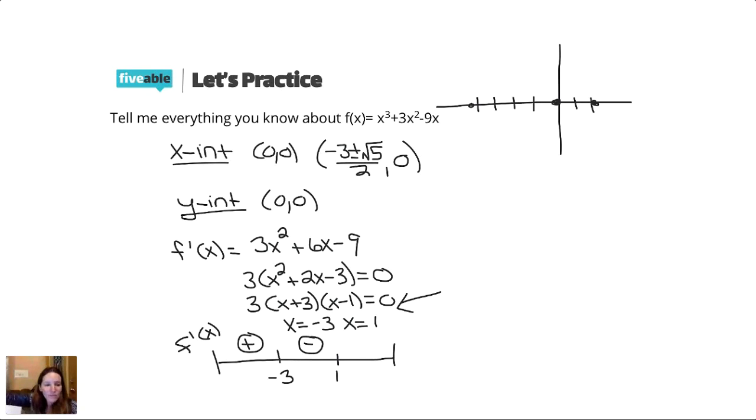I pick 1,000,000. Pick whatever I want. 3 times 1,000,000 plus 3, positive. 1,000,000 minus 1, positive. 3 positives make the positive. So I now know that my function is increasing, decreasing, then increasing, that I have a max at -3, right? And a min at 1.